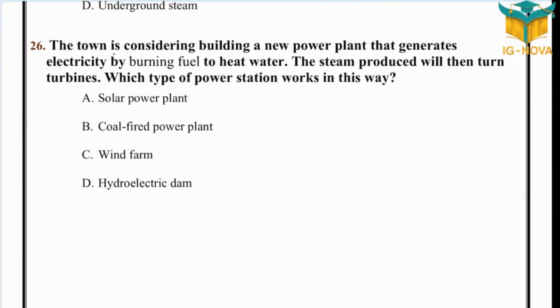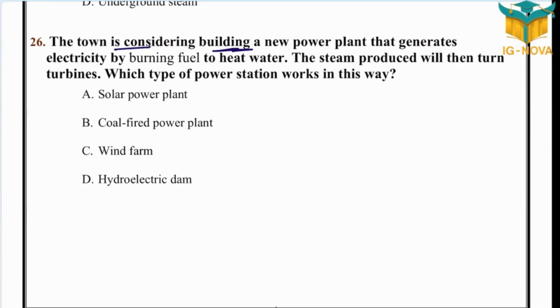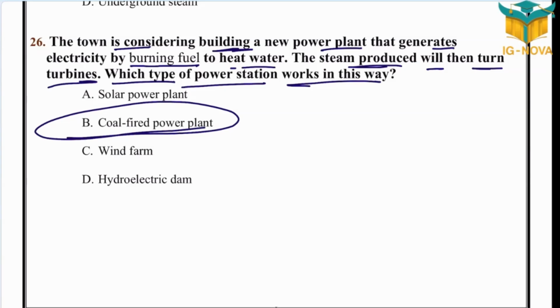Question 26. The town is considering building something from 26. I think they will be connected questions. Let's start. The town is considering building a new power plant that generates electricity by burning fuel to heat water. Burning fuel, any fossil fuel: coal, natural gas, oil. The steam produced will then turn turbines. Which type of power station works in this way? This type of power station must be a coal-fired power station, as a fossil fuel.